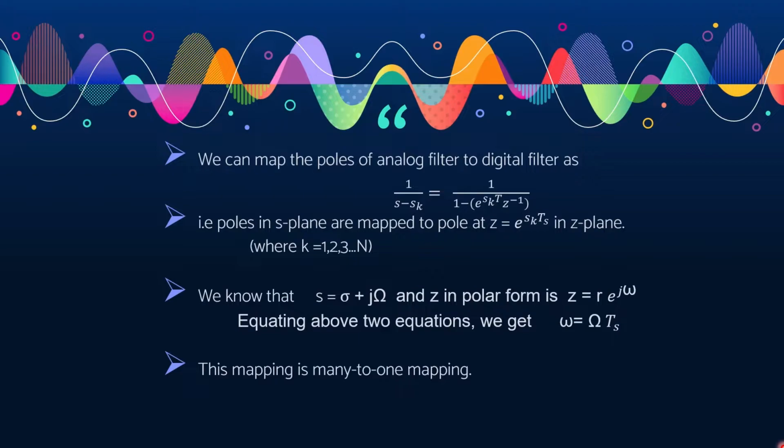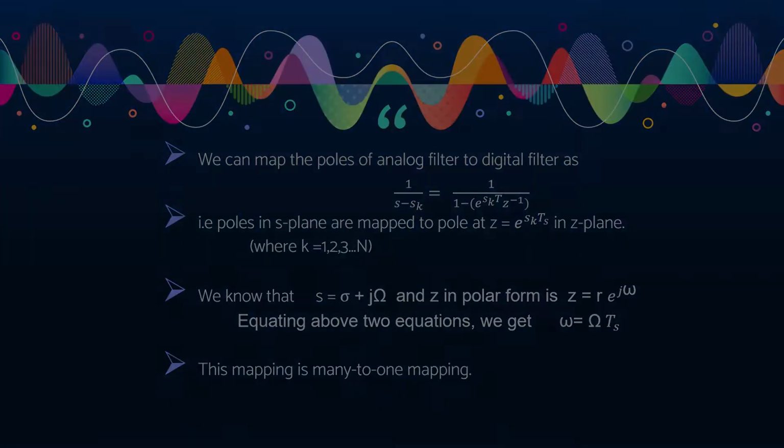We know that s = σ + jΩ and z in polar form is z = re^jω. Equating the two equations, we get small omega is capital omega into Ts. This mapping is a many to one mapping.